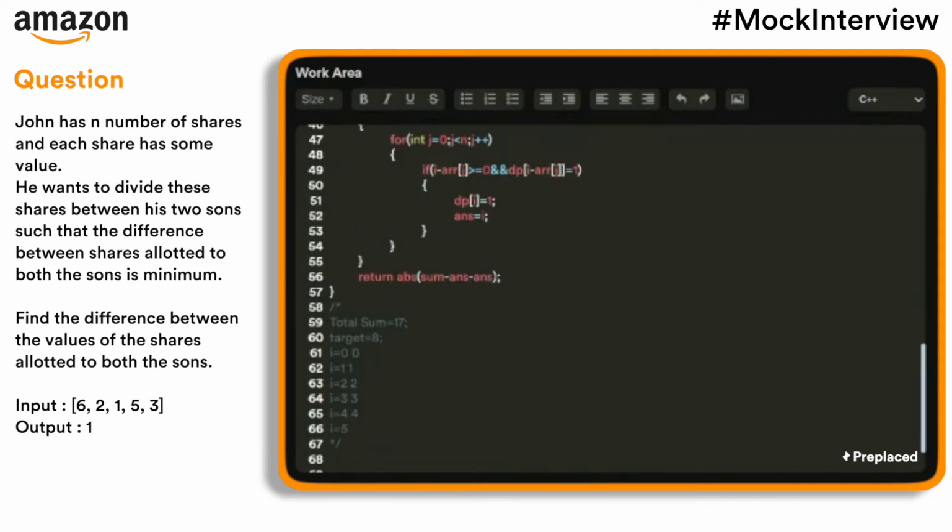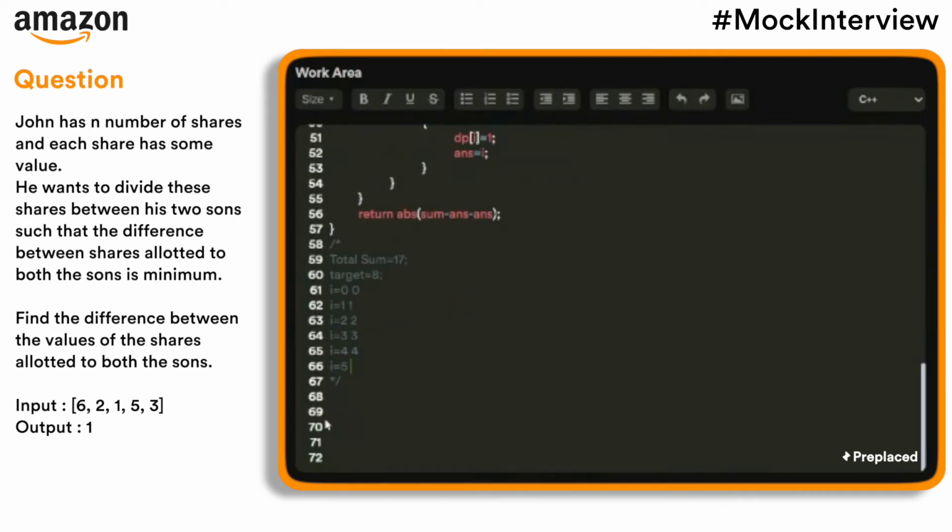So for I equals 5, 5 is present. So the new answer would be 5. For I equals 6, yeah, 6 is also present. So the new one would be 6. And I equals 7, 7 minus 1, 6 is present. So the new answer would be 7. For 8 also, 8 is present. So the new answer would be 8.